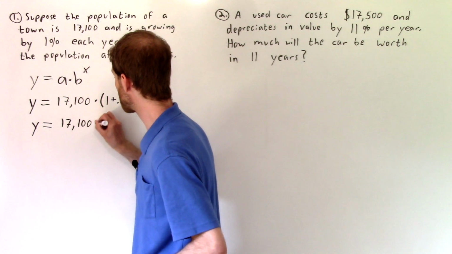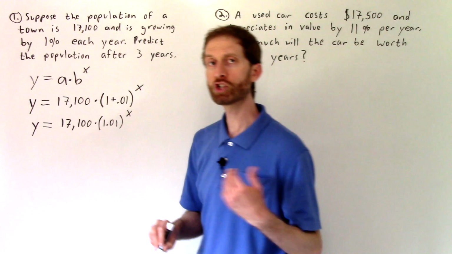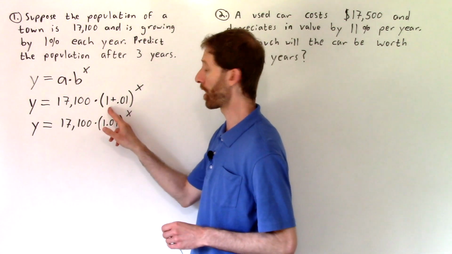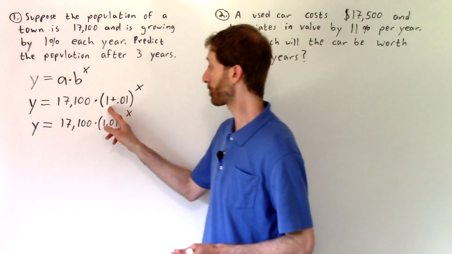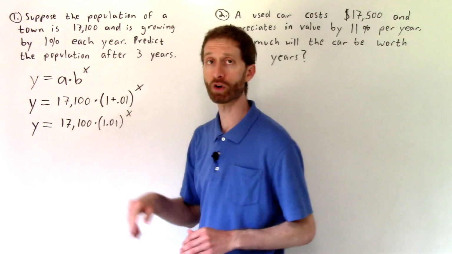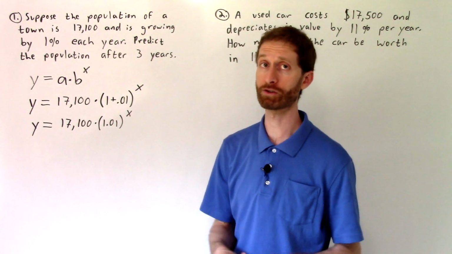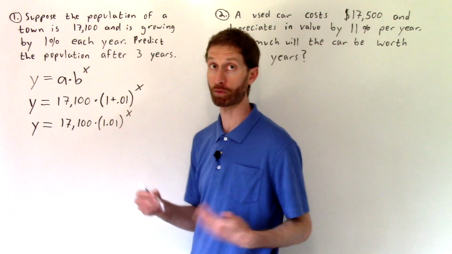17,100 times 1.01 to the x. In general, when you have a growth problem, you take 1 and you add on to it the percentage that you're growing by. 100% of where you started, all of this population, plus the 0.01 that you are adding on to that 100%. There you have it. So in general, it's always 1 plus the growth percentage.